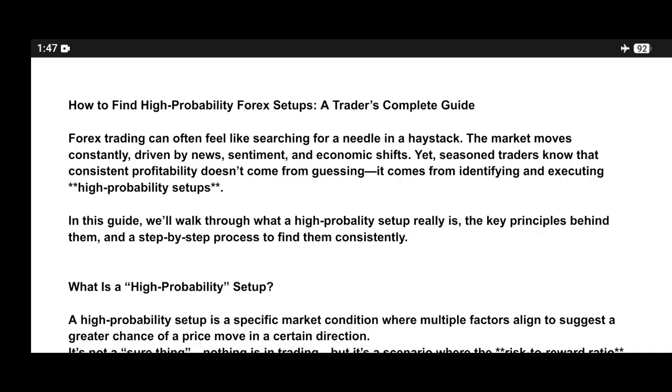Forex trading can often feel like searching for a needle in a haystack. The market moves constantly, driven by news, sentiment, and economic shifts. Yet seasoned traders know that consistent profitability doesn't come from guessing. It comes from identifying and executing high probability setups. In this video, we will walk you through a high probability setup that really works, the key principles behind them, and a step-by-step process to find them consistently.